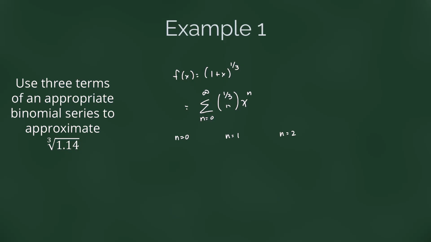And we're evaluating this when x is 0.14 because we have 1 plus x and we're evaluating f of x equals the cube root of 1.14. So when n equals 0, we have 1/3 choose 0 times x to the 0. Well, 1/3 choose 0, the definition of that is just 1. So our first term is 1. And then we're going to add to that 1/3 choose 1 times x to the first. Well, 1/3 choose 1 is just 1/3.